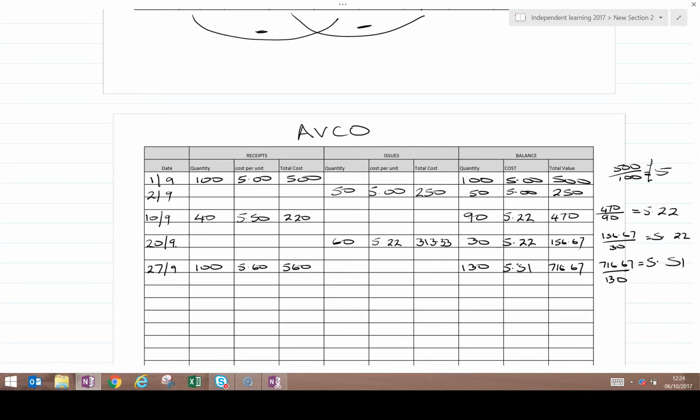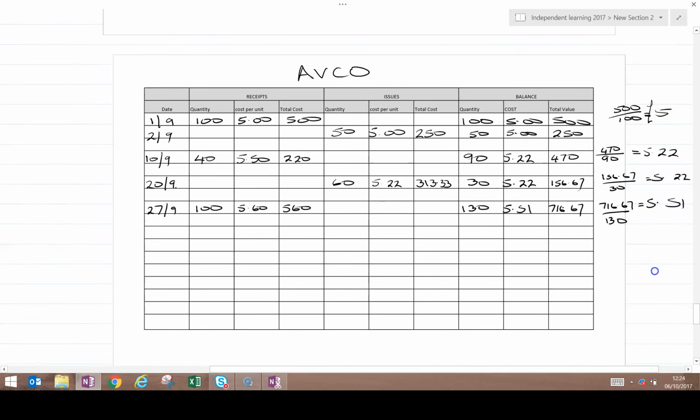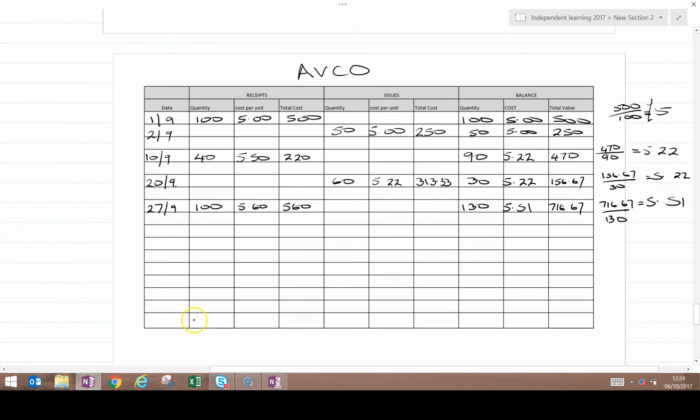So what we have done is each time we've issued, instead of looking at the actual prices we've paid, we just issue out at an average price. We can still do a check by totaling up our columns. 240, 1280, 110 and 563.33.